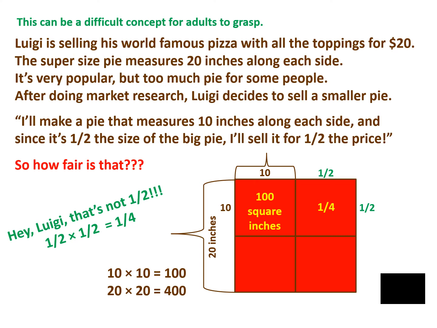He makes a pie that measures 10 inches along each side, and since Luigi figures it's half the size of the big pie, he decides to sell it for half the price. The simple area model, though, demonstrates that the pie is actually only 1/4 the size of the original pie, and Luigi is going to have to sell it for 1/4 the price.